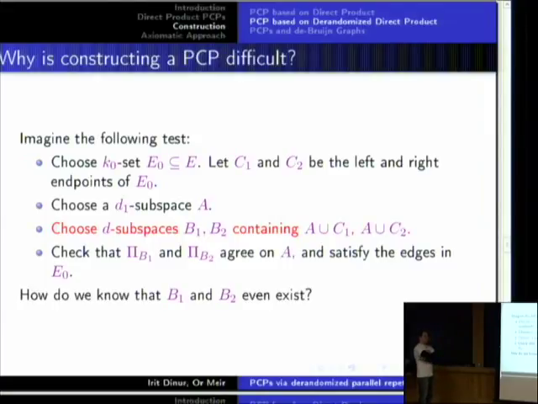So even if you chose C1 to be a random subspace, you'd still have C2 to be like an arbitrary set. Exactly. This is the problem.